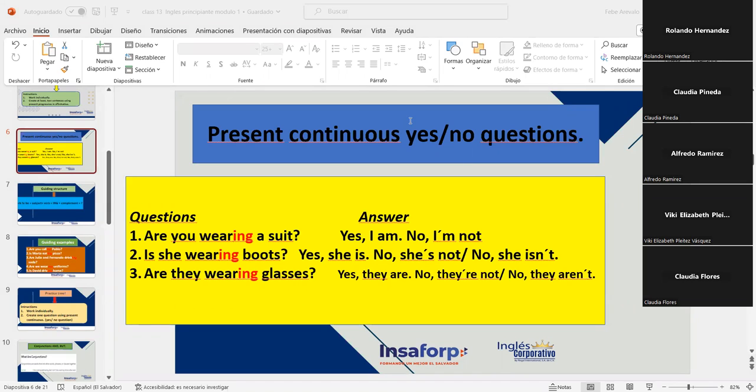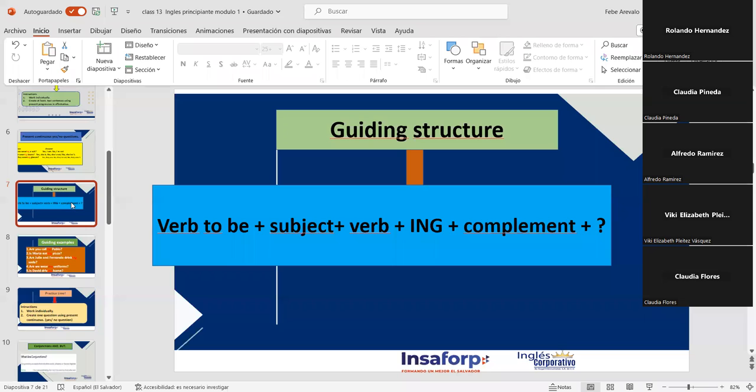Is she wearing boots? Yes, she is. No, she's not. No, she isn't. Are they wearing glasses? Yes, they are. No, they're not. No, they aren't. That's correct. Thank you, both of you. Gracias a ambos. Let's move on to the guiding structure.